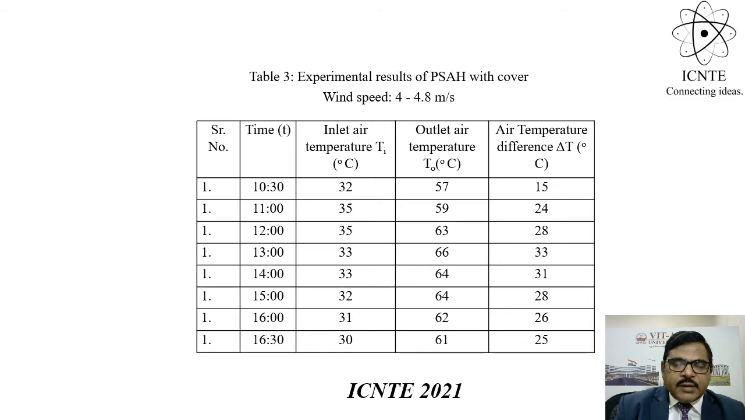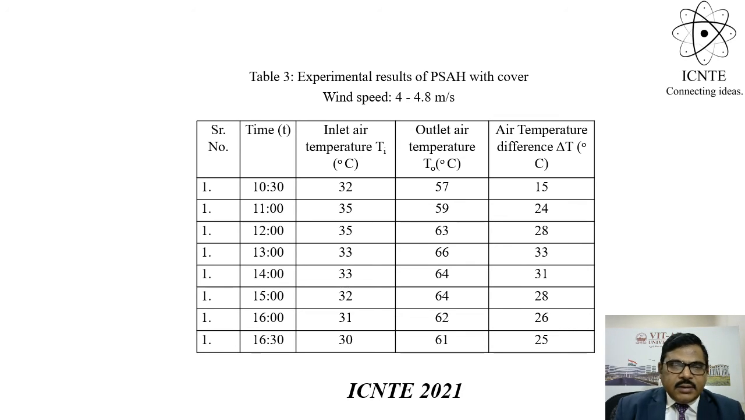The second, table number 3, you can see here the experimental results with the plastic solar air heater with cover. Wind speed is 4 to 4.5 meters per second. You can see here the rise in temperature is high because we have used the top cover. Top cover reduces the losses. Because of the reduction in the losses, we can see the rise in temperature is also more.